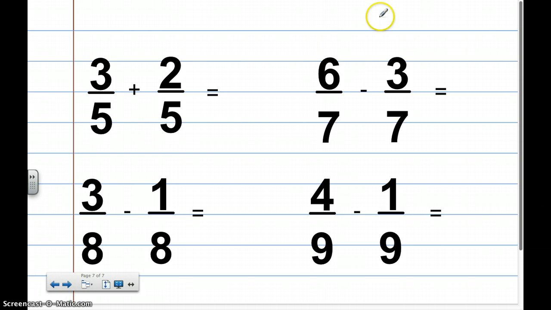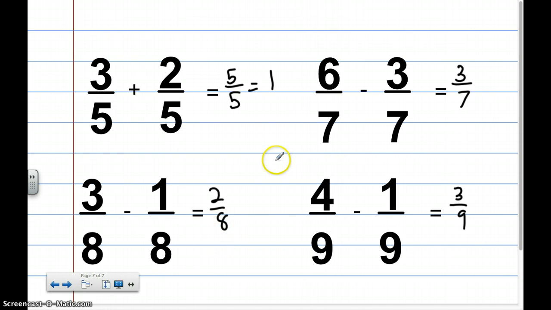All right, let's look at these and let's add some without any pictures. So 3/5 plus 2/5, that's going to give me 5/5. Well, I know that 5/5 equals 1 whole. So my answer is 5/5 and 1 whole. 6/7 minus 3/7, that's going to give me 3/7. 3/8 minus 1/8 is going to give me 2/8. 4/9 minus 1/9 is going to give me 3/9.